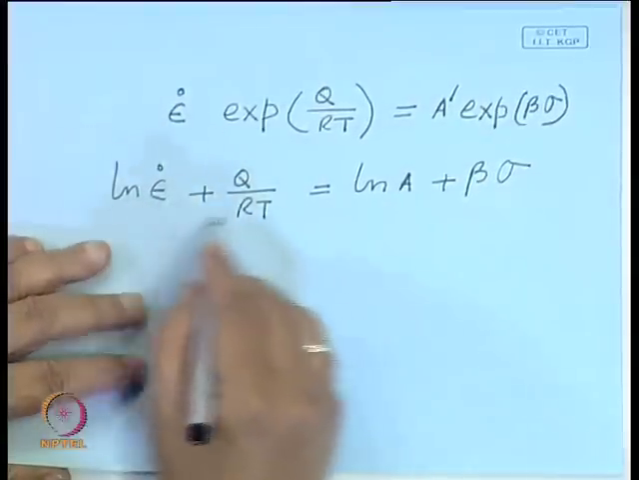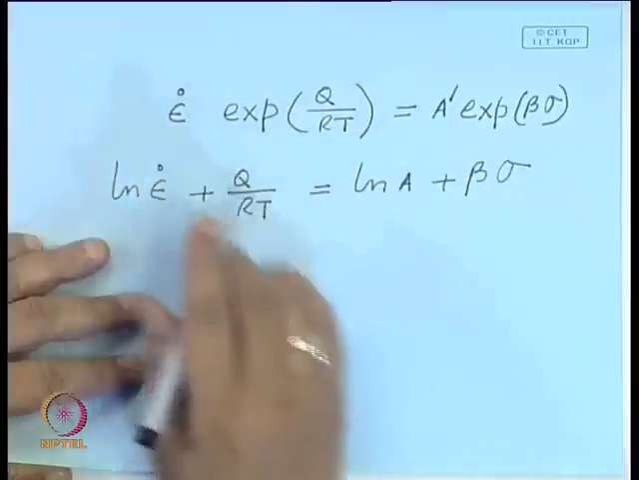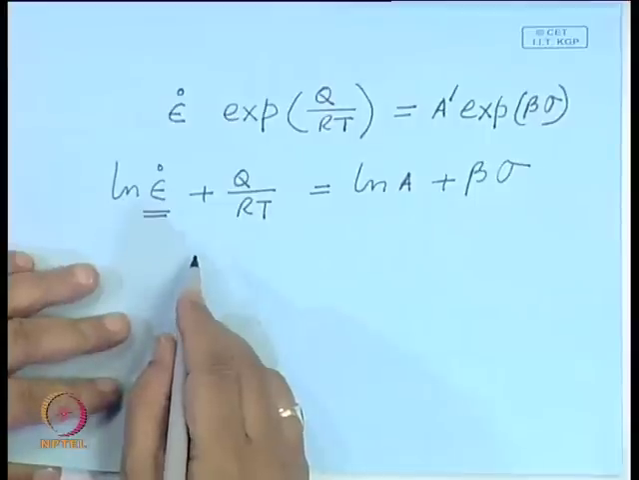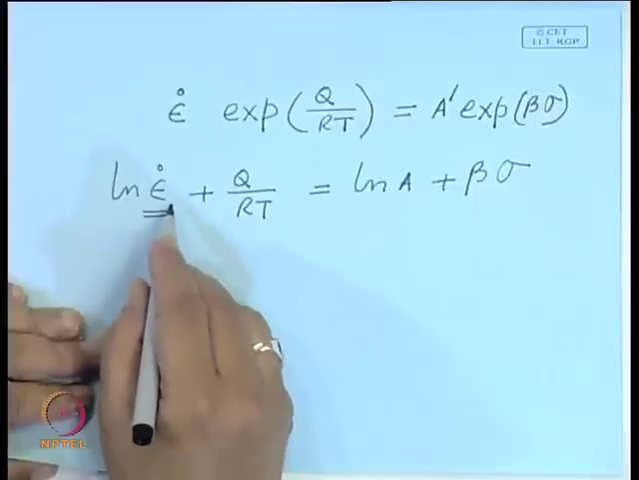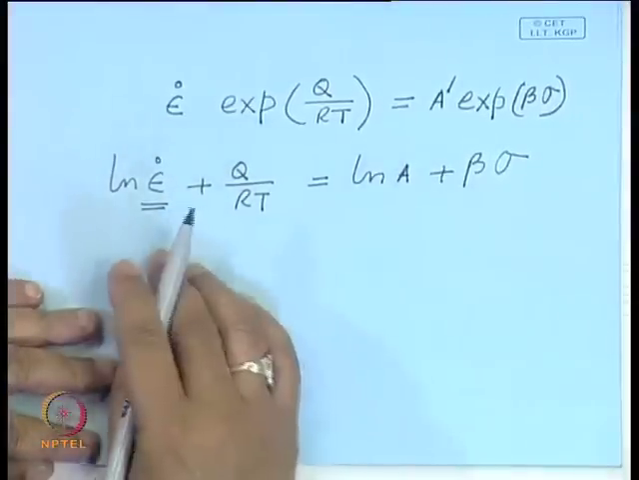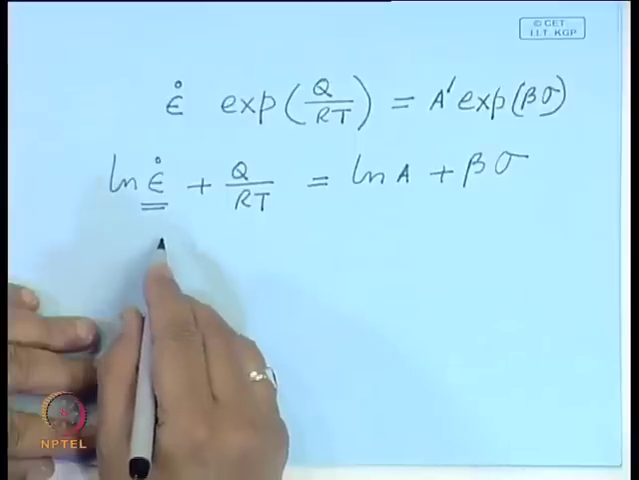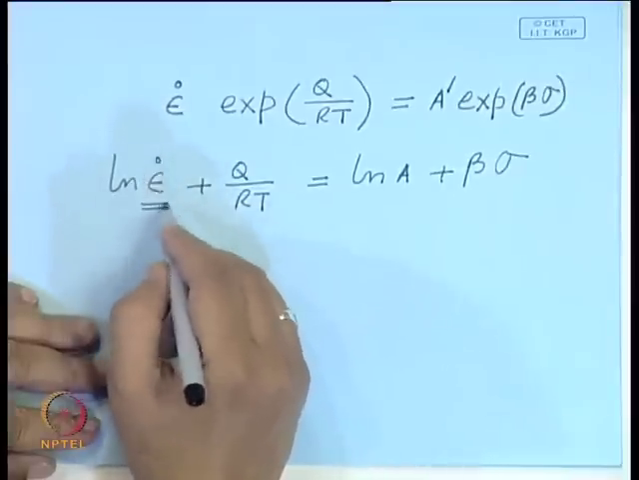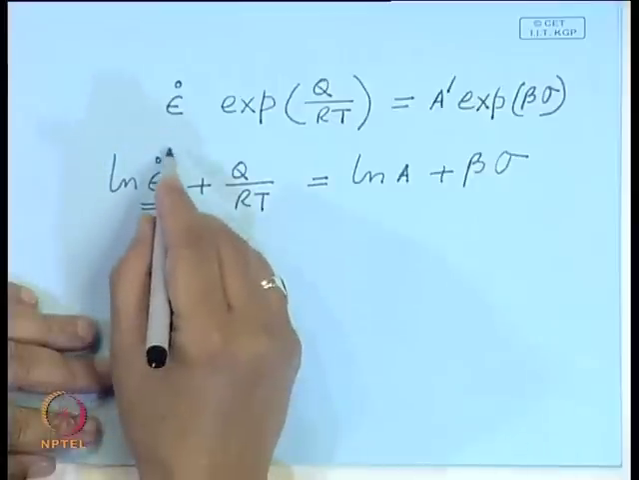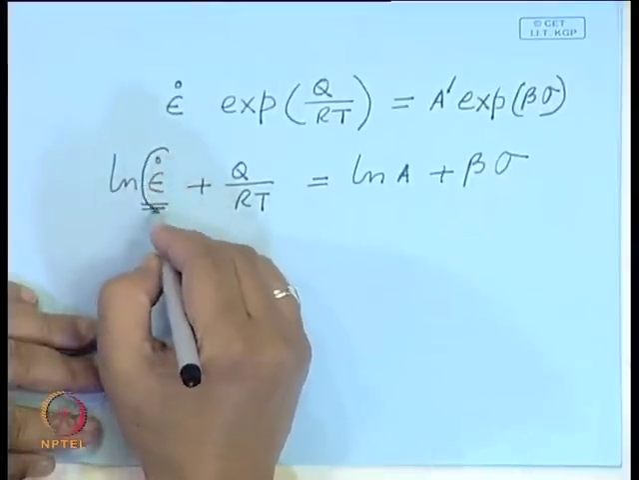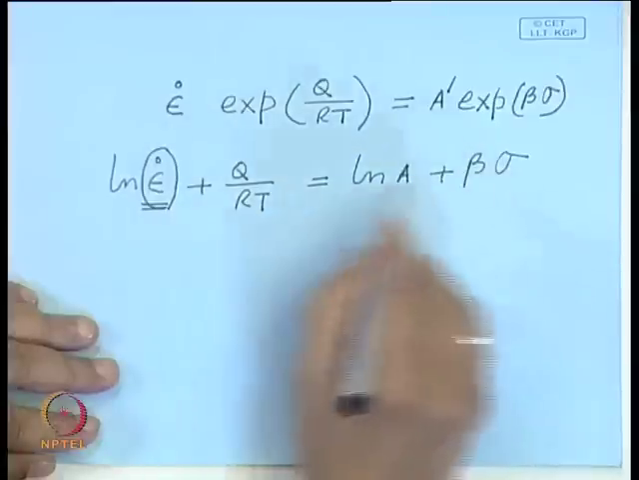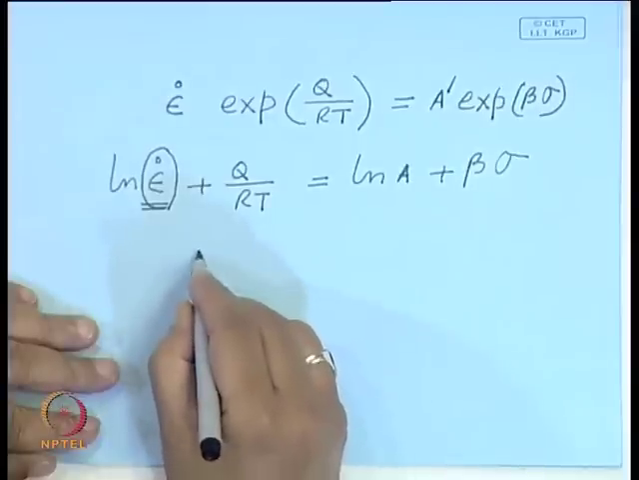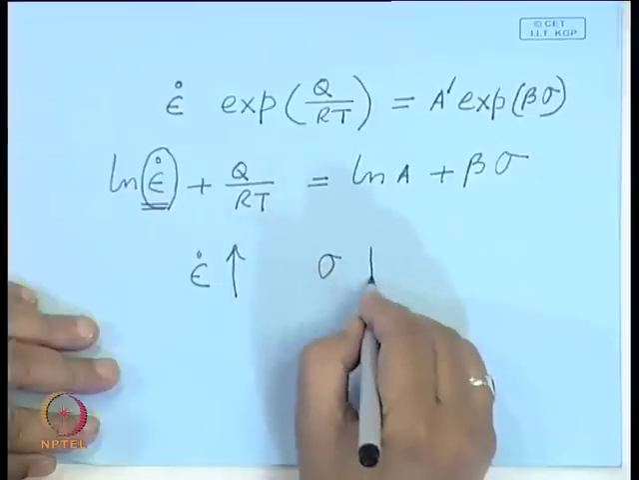Now, so far we were looking at the process of deformation at constant strain rate. Suppose we increase the strain rate. Different types of forming processes may have different strain rates. There is a process of forming called explosive forming, where the strain rate can be several orders of magnitude higher than in a normal deformation process. So, it is quite important to know the effect of strain rate on flow stress. It is evident from here that if you increase strain rate, the flow stress increases.